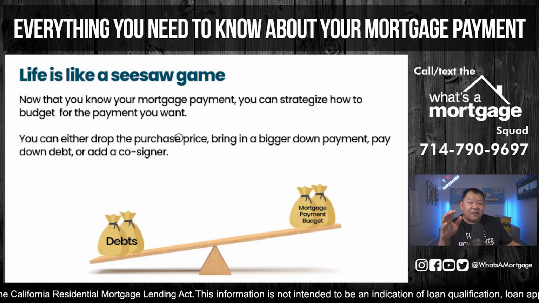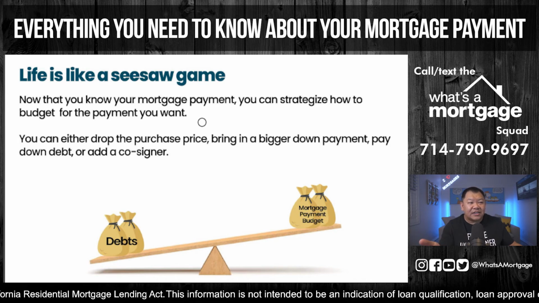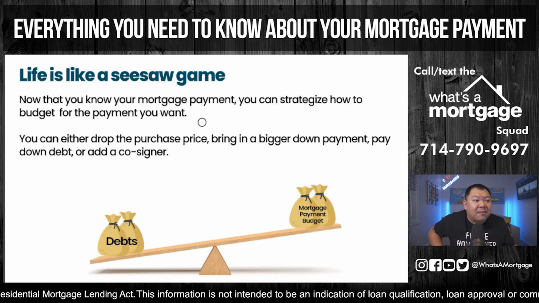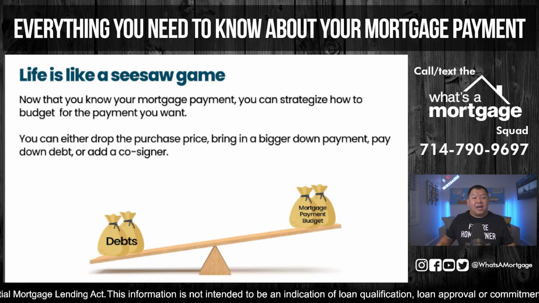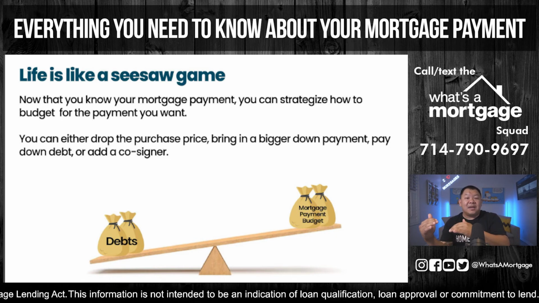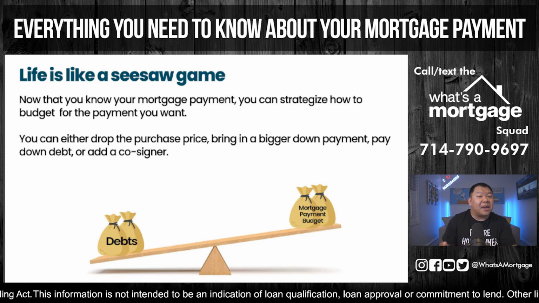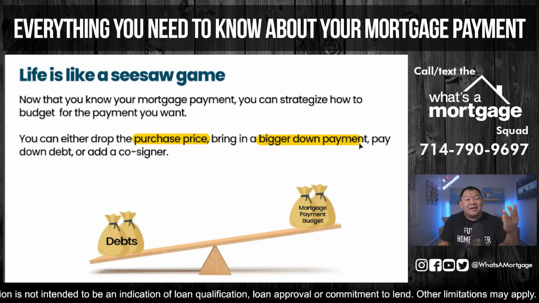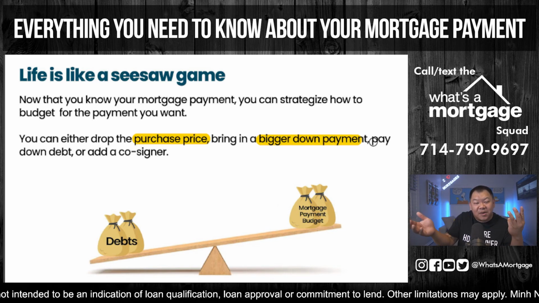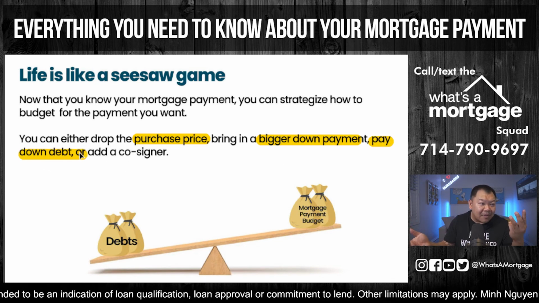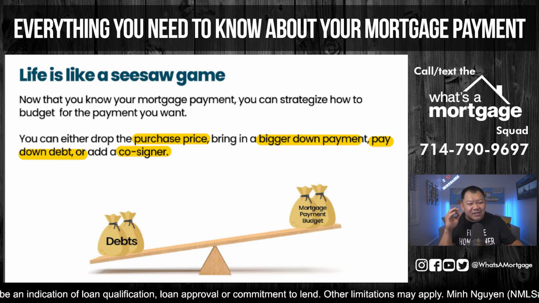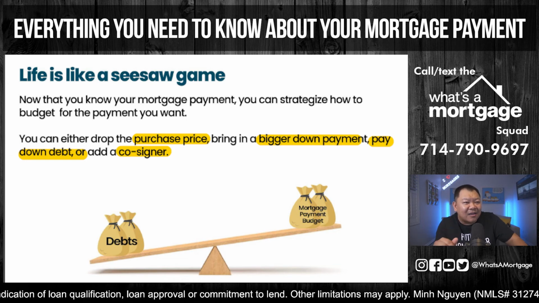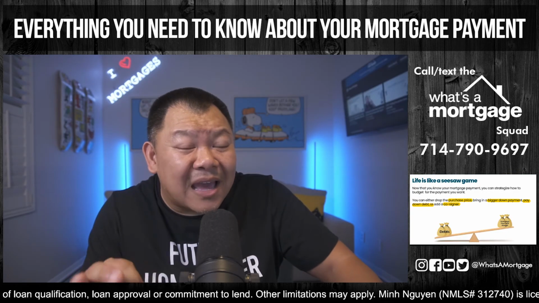Now that you know how to calculate your mortgage payment, now it's about the Seesaw game. If you're a loan officer or realtor, or you're trying to figure out how to maximize your qualification, you need to know how to calculate your mortgage payment so you know how to control your Seesaw game. Seesaw means if that payment is too high, the only way to lower that payment is to drop the purchase price, bring in a bigger down payment, pay off debt, even though paying off debt doesn't change the mortgage payment, but it gives you cash flow to afford that payment, or add a cosigner. That's why it's so important that you learn how to calculate your mortgage payment, because without that, you can't make the next step.